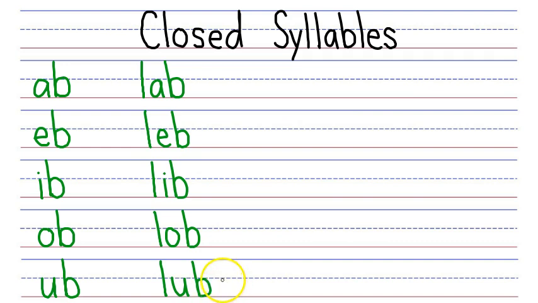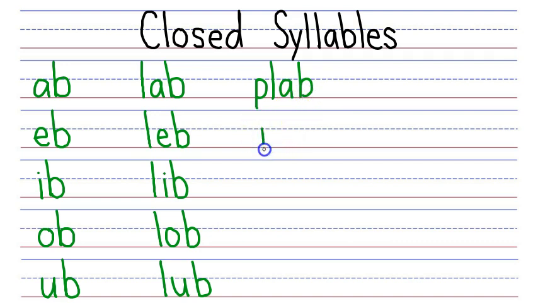And then, of course, you may remember about closed syllables that you can have more than one consonant before the vowel letter, and it still doesn't change the sound of that vowel. So you can have something like plab, pleb, plib, plob, plub. Let's write that down. For plab, we have a P that says p, an L that says l, an A that says a, and a B that says b.